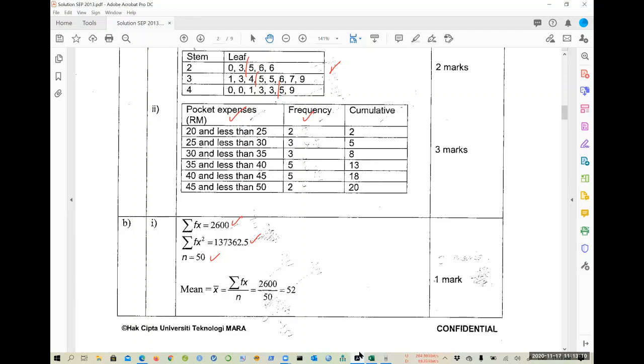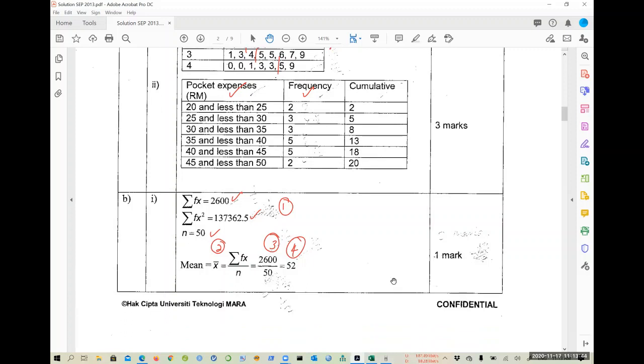So the concept is that you write down the summation value. This is the first step. And then the second step, you write down the formula. The third step, you write down the substitution value. And then the fourth step is to find the answer. Okay, but however, in this situation, since you are using your calculator, you don't need to calculate the result manually, especially for the standard deviation.